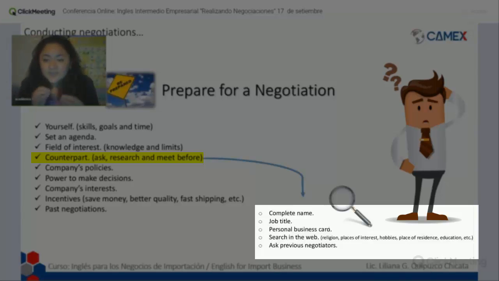So those little things are really important in order to know who the person is that we are going to talk to. Another example is places of interest. If you are able to meet with the person you're going to be negotiating with before you do the negotiation, it is great. So you can learn about it on the web.